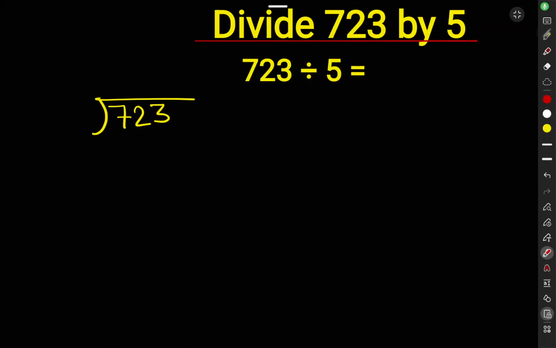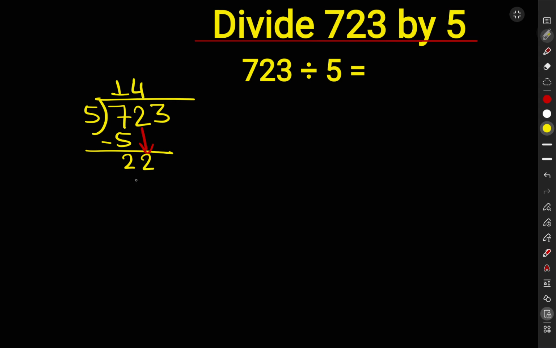We divide 723 by 5 in a long division method. 5 times 1 is 5. On subtracting we get 2. So again we put down these 2 and it is 22.